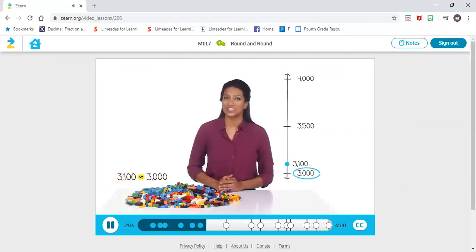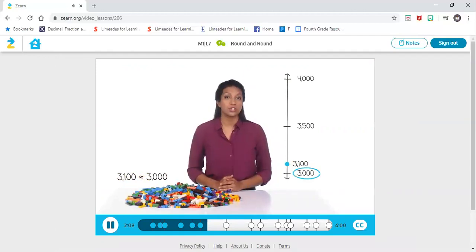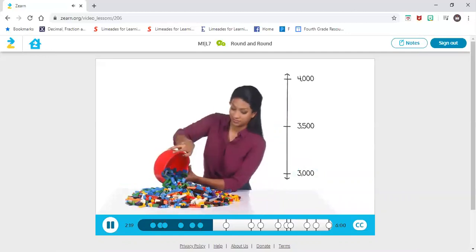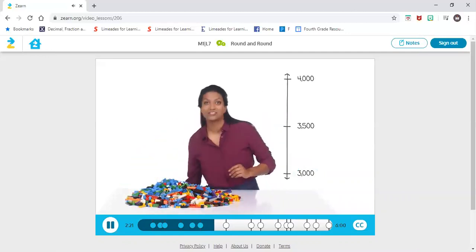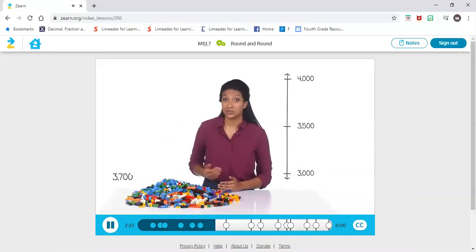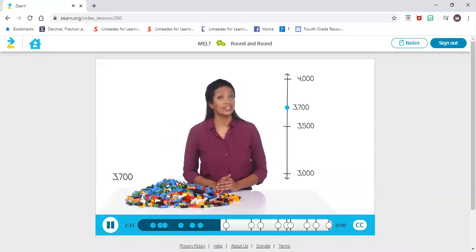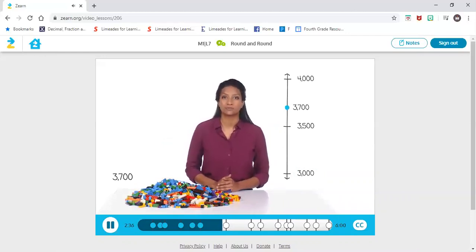This symbol, the two squiggly lines, means is about. So 3,100 is about 3,000. I have about 3,000 blocks. What if we have 3,700 blocks? I still want to tell my teacher friends about how many blocks I have, not exactly how many. I'll plot 3,700 here between 3,500 and 4,000. Is 3,700 nearer to 3,000 or 4,000?